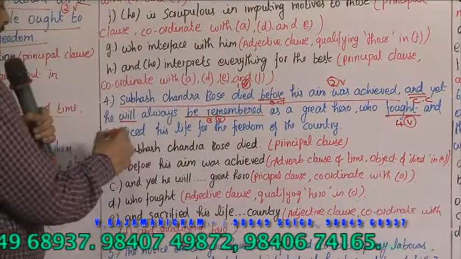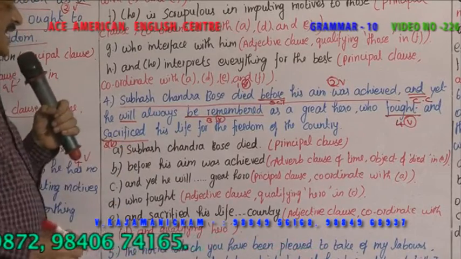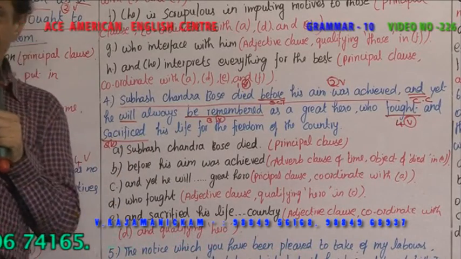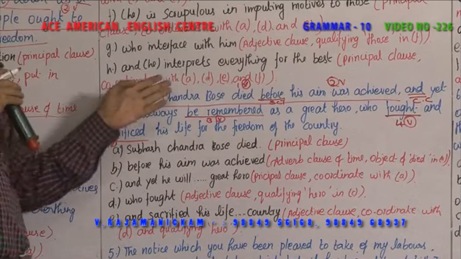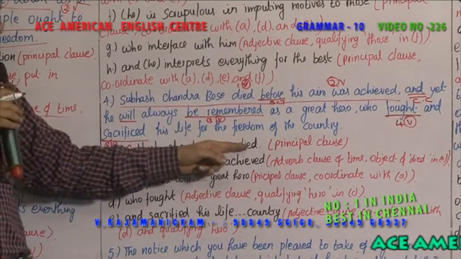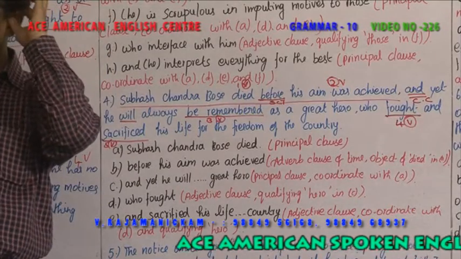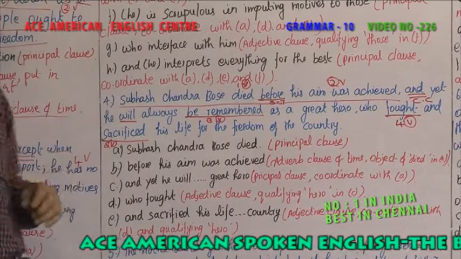And sacrifice is the fifth verb, right? His life for the freedom of the country. Five verbs are there, right? Subhash Chandra Bose died. It's the main clause. It gives a meaning, right? You agree with that, everybody? Subhash Chandra Bose died, right?